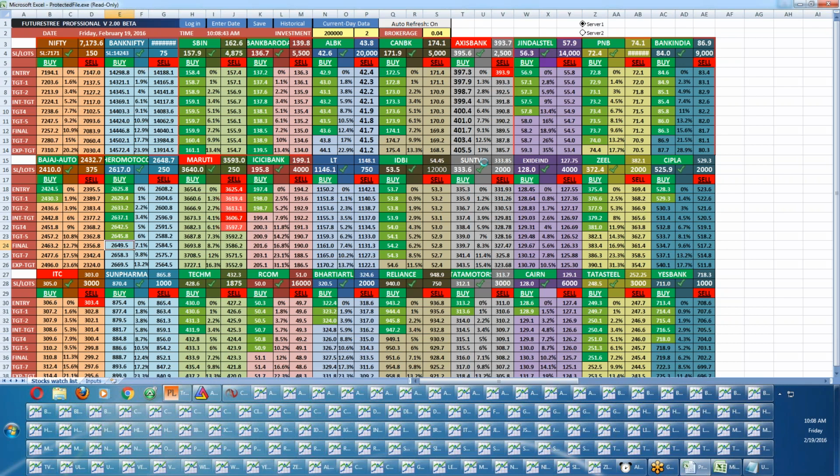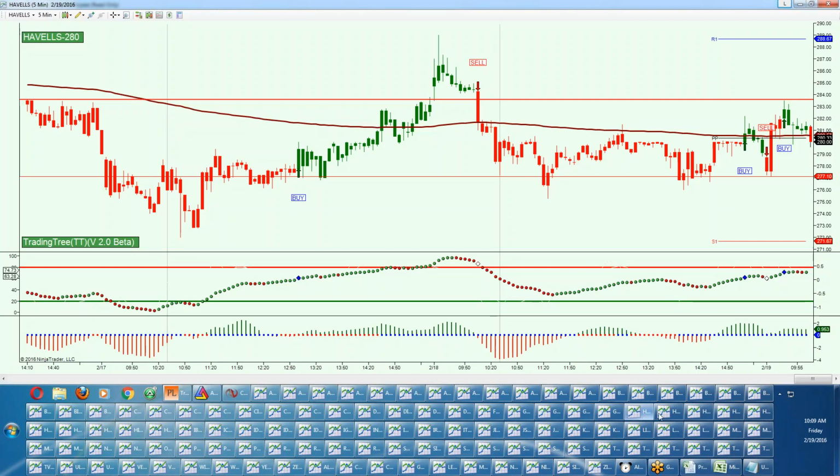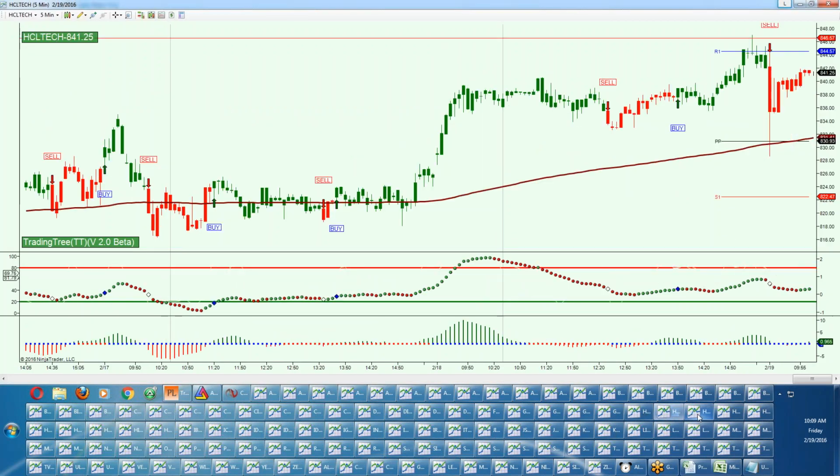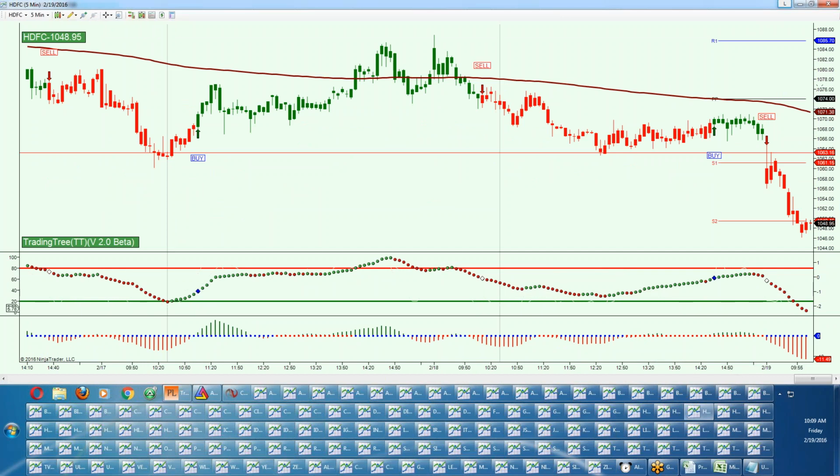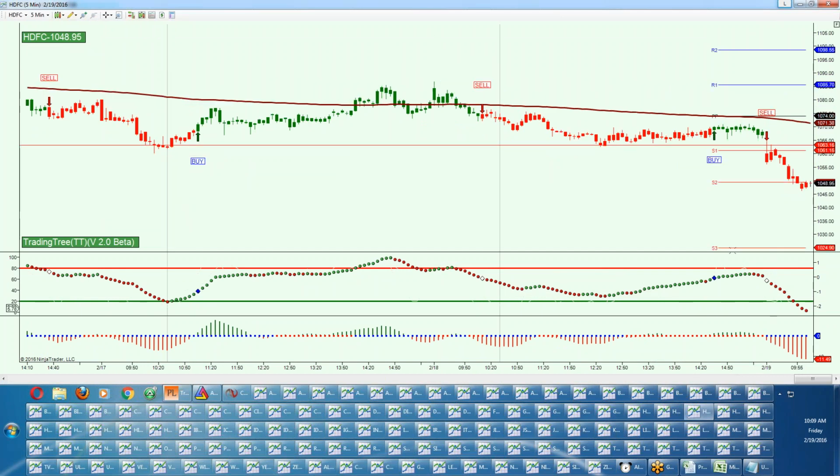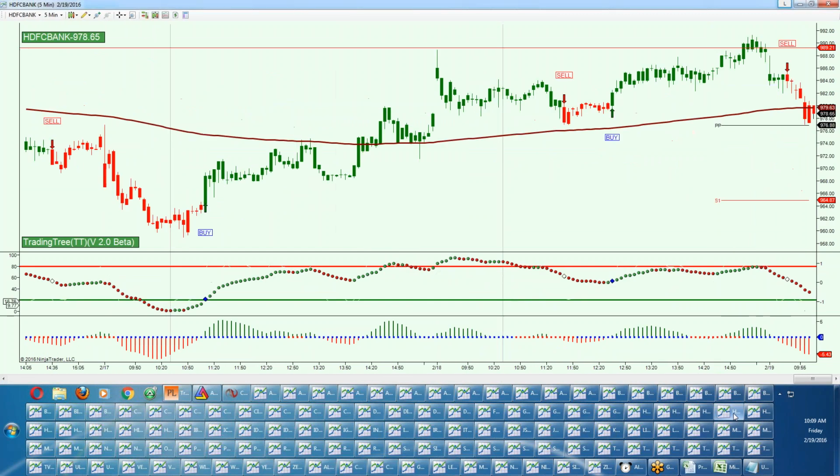Just replace Sun TV with Excite because we were watching this in the morning. So that's a position in HDFC and HDFC Bank. You can see that it's done the intermediate target there. It is resting at the S2 level. Same thing with HDFC Bank also.